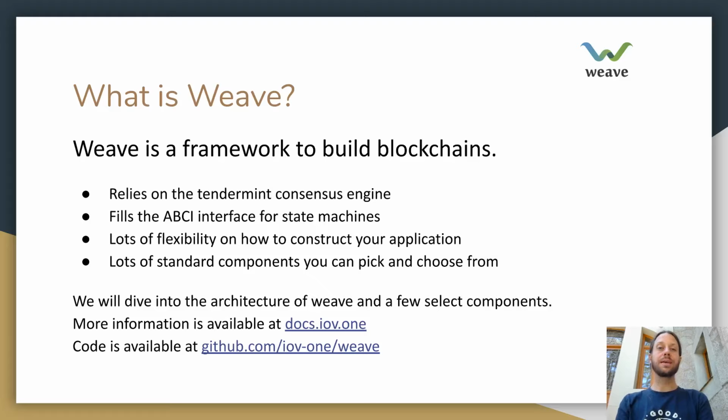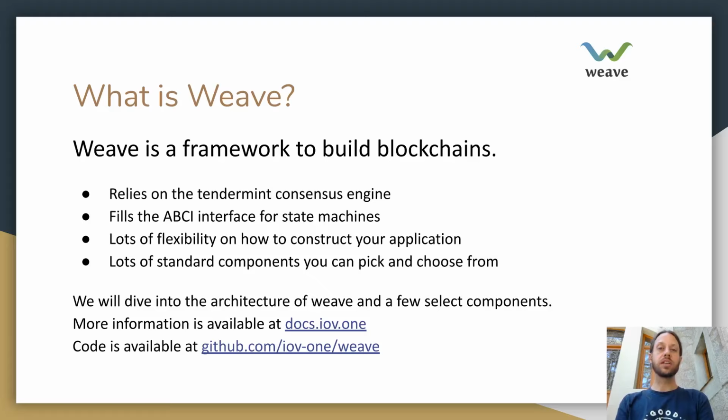Weave implements the ABCI interface and is thus a state machine, a deterministic state machine. If these are not familiar concepts for you, I suggest you look at the Tendermint documentation or our brief overview on docs.iov.one, where we discuss this as well.